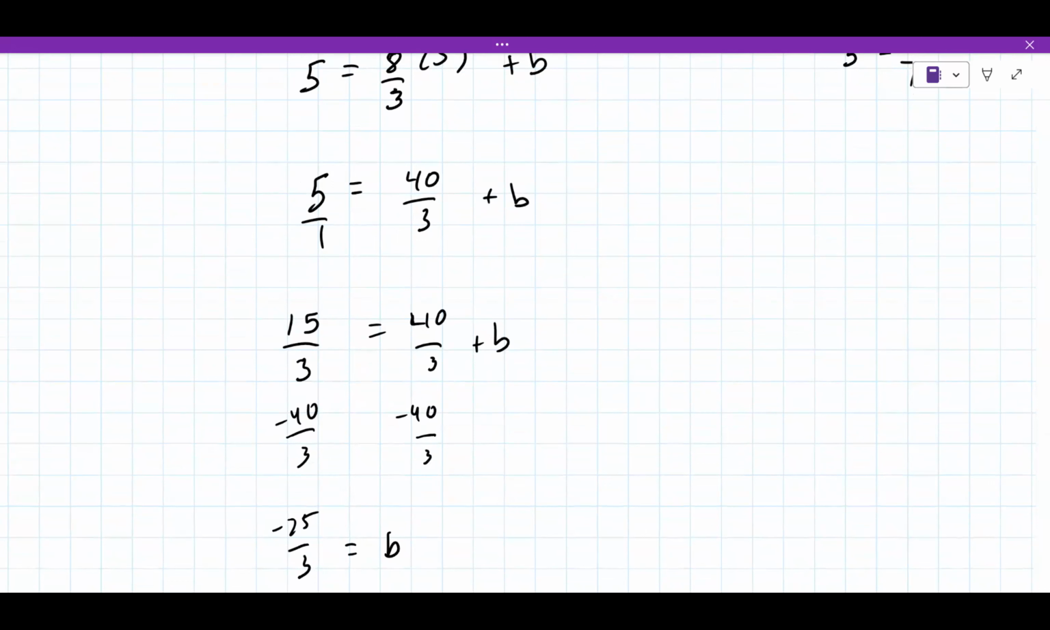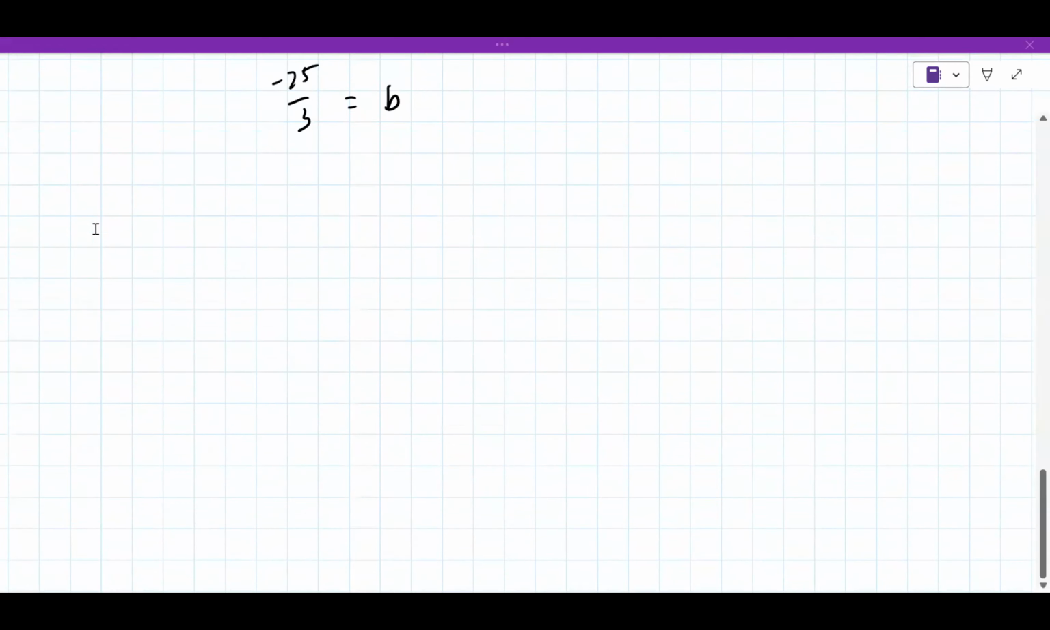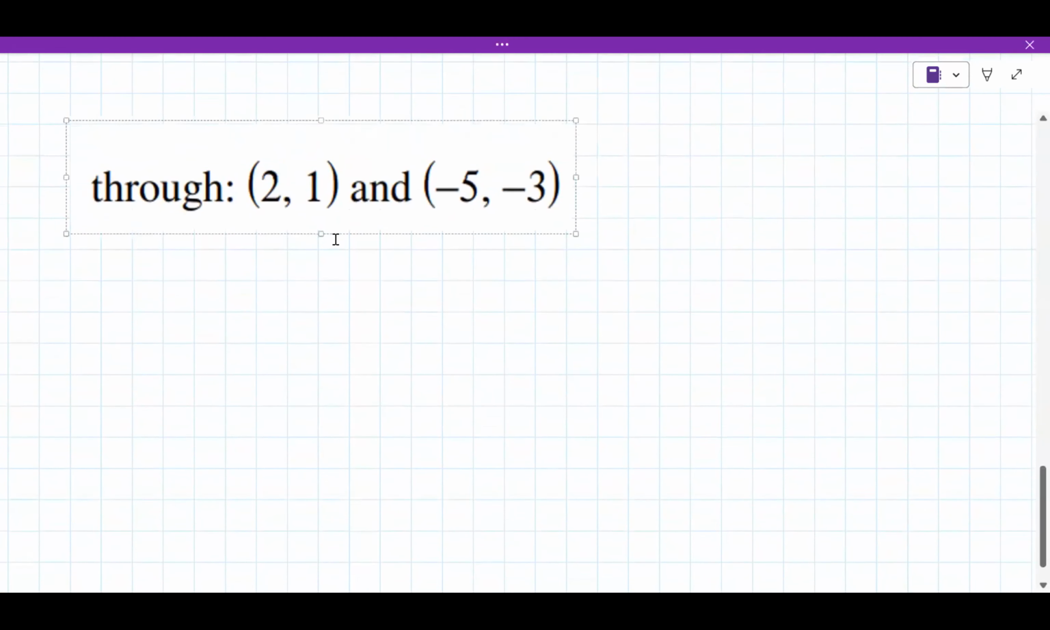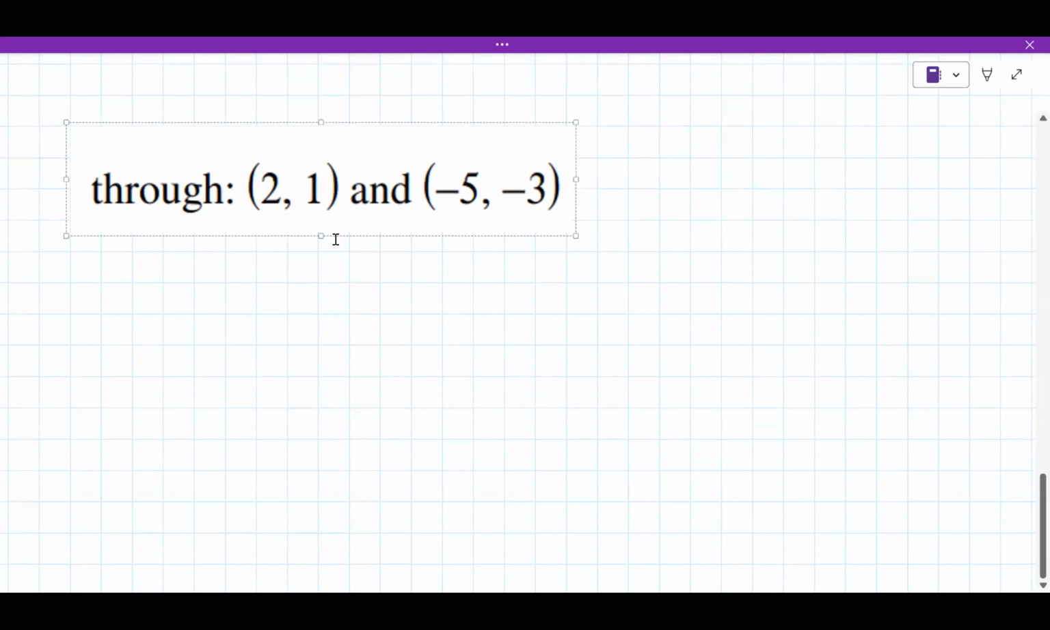All right, one more of these before we move on to something else related to lines. This one also isn't pretty. It's got some fractions in it, but you can handle it. You can do a good job on this. It would be 4/3.